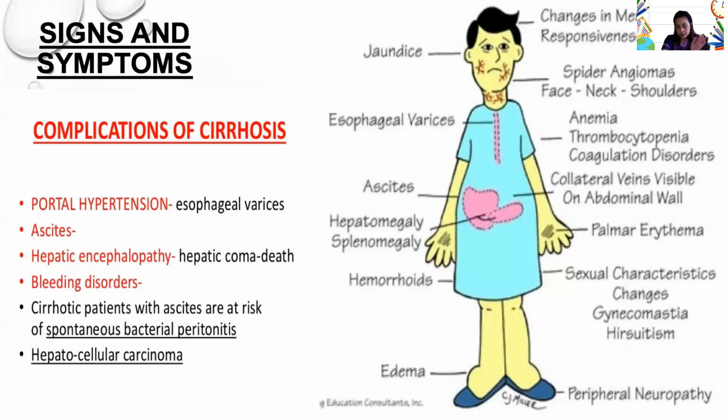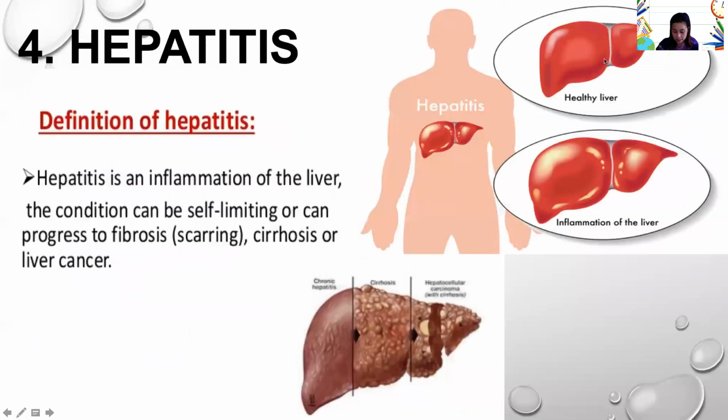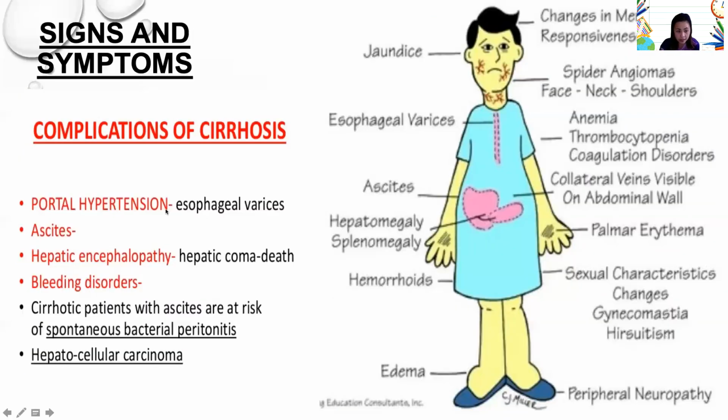Pero dahil wala kang liver, hindi yun madidetoxify. So, magre-retain lang yun sa blood mo. Ano mangyayari sa'yo? Magiging intoxicated ka. Yung toxins ay mapupunta sa blood, pwede sa brain. Kaya ka nagkakaroon ng mental changes sa mental responsiveness. And ang pinakamalala ay pwede ka magkaroon ng hepatic encephalopathy or hepatic coma. So nakokoma ka na lang dahil yung toxins ay kinakain na ang buong katawan mo. Yan yung malalang magiging side complication ng cirrhosis.